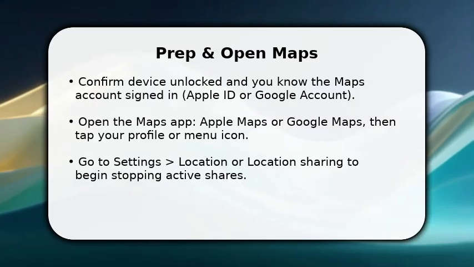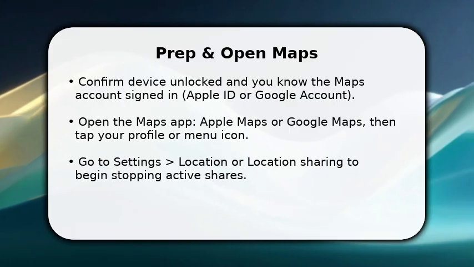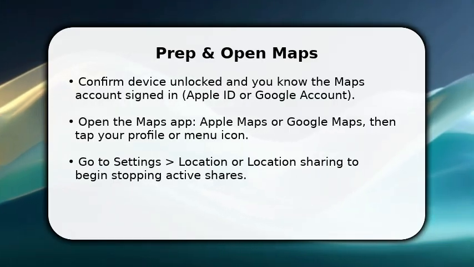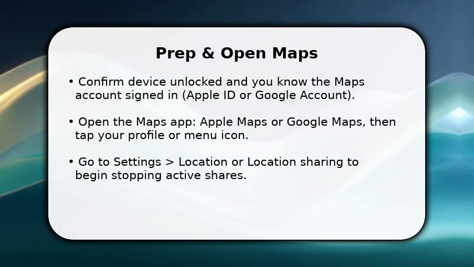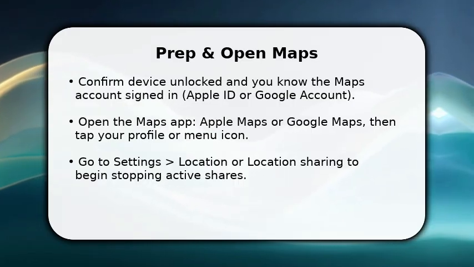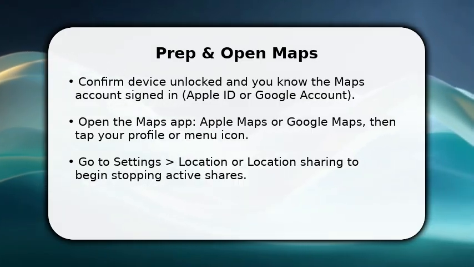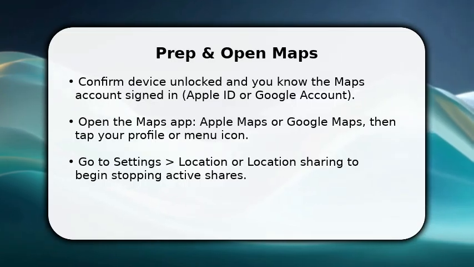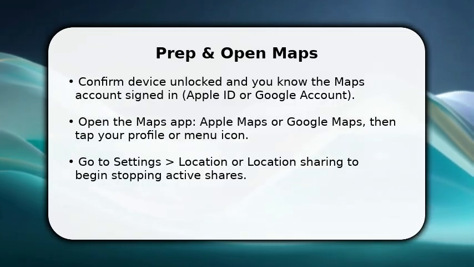You start by ensuring your device is unlocked and you're signed into the correct Maps account. Open Apple Maps or Google Maps and tap your profile or menu icon to access sharing controls. Once there, navigate directly to Location or Location Sharing.